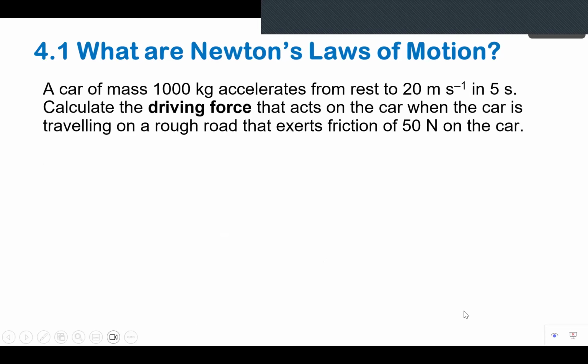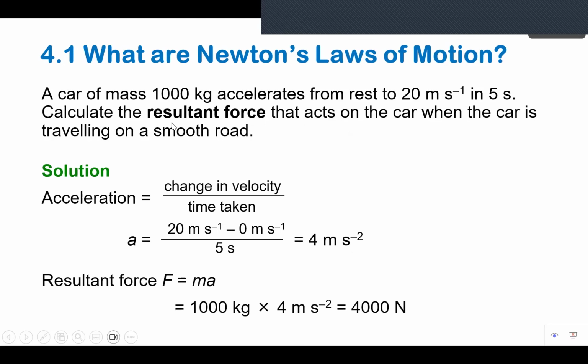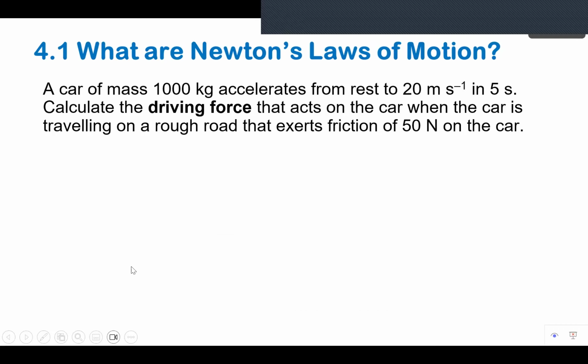Then there is another formula that I'm going to introduce to you in this part. The same car with the same acceleration of 4 meters per second squared. In the previous example, I calculated the resultant force that acts on this car, so there is a resultant force of 4000 newtons. But take a look at this example. I'm not interested in finding the resultant force.